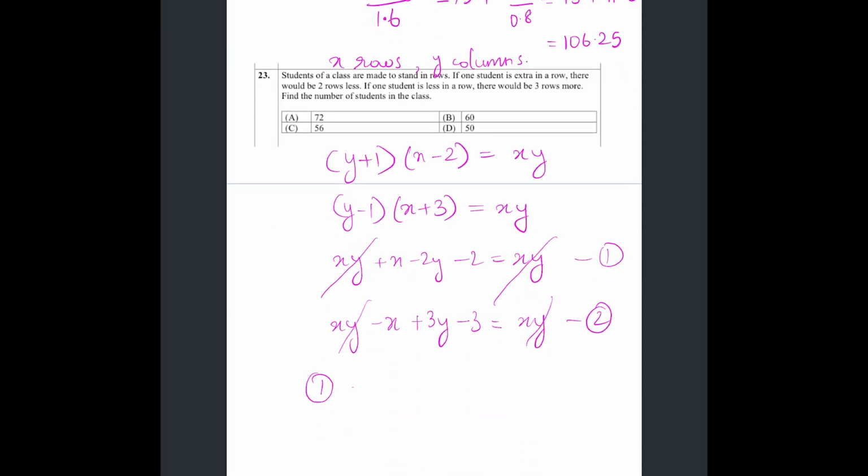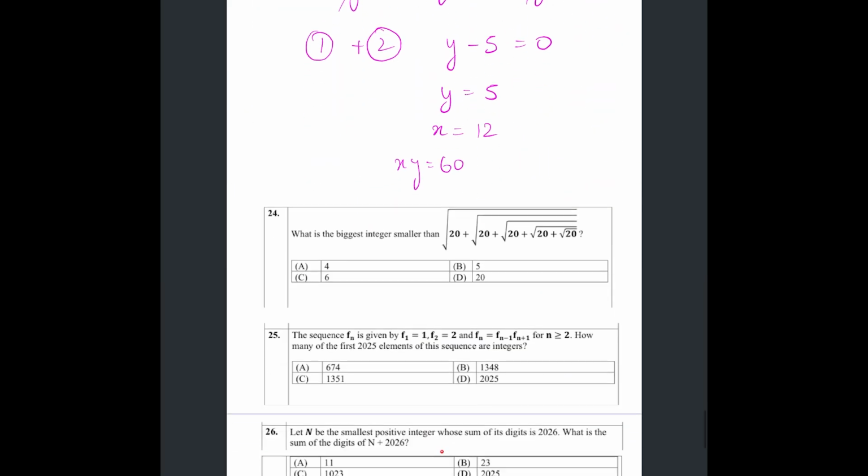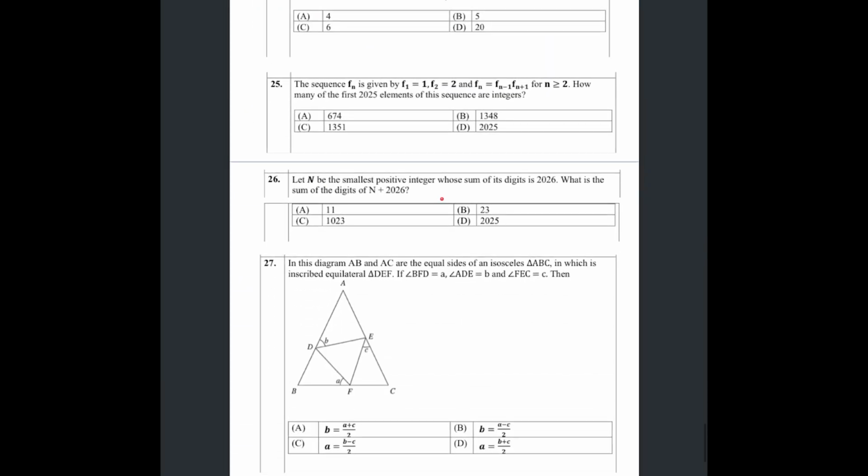Let's add equation 1 and equation 2. We get Y minus 5 equals 0, so Y is equal to 5, and from this we get X is equal to 2Y plus 2, which is 12. So the total number of students is XY, which is 60, right? Okay, let's move on.